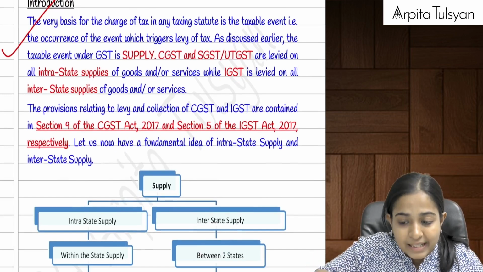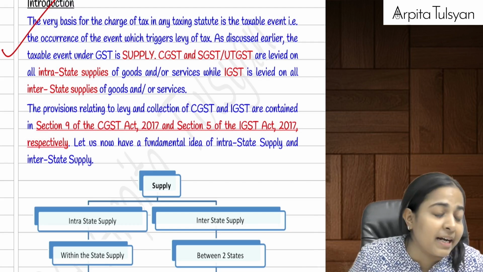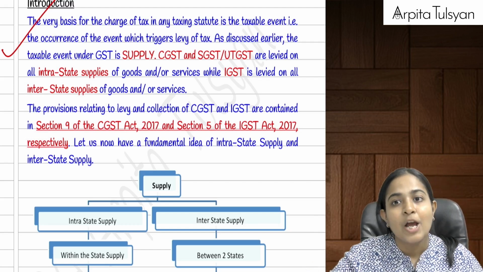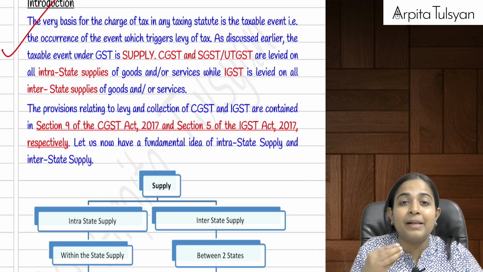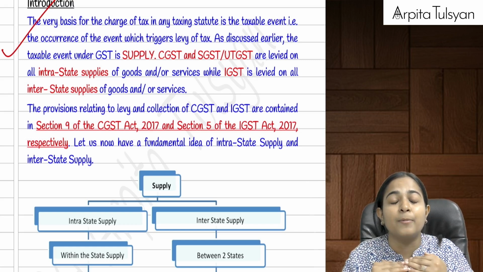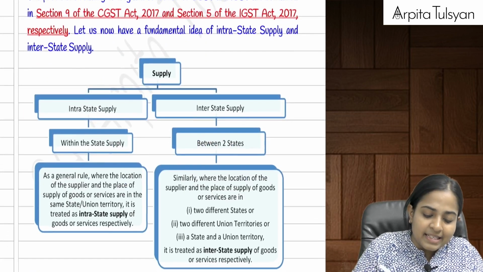The taxable event under GST is supply. That is, if supply is done. Remember, I told you one logic in the previous chapter. If there is no supply, then there will be no GST. So can we say the taxable event, that is GST, will be applicable as soon as we come to know that that particular transaction is a supply. In supply there will be two types.